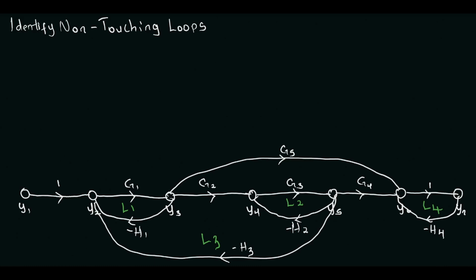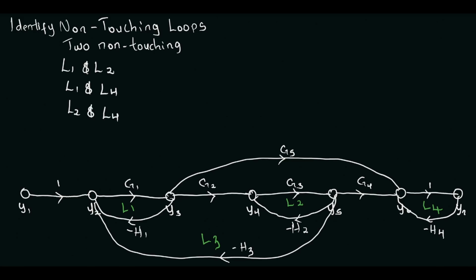Now let's do the two non-touching loops. For the two non-touching, we have L1 and L2. We also have L1 and L4, L2 and L4, then L3 and L4. That's the last one.